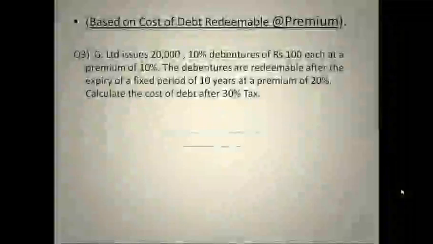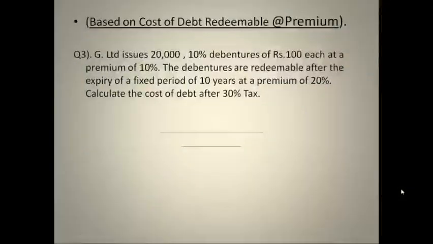Now, let's solve one more challenging question, my dear friends. Fine, which says that G Limited issues 20,000 10% debentures of rupees 100 each at a premium of 10%. Okay, the debentures are redeemable after the expiry of a fixed period of 10 years at a premium of 20%. Alright, they have asked us to calculate the cost of debt after 30% tax rate. Okay, my dear friends? Fine.